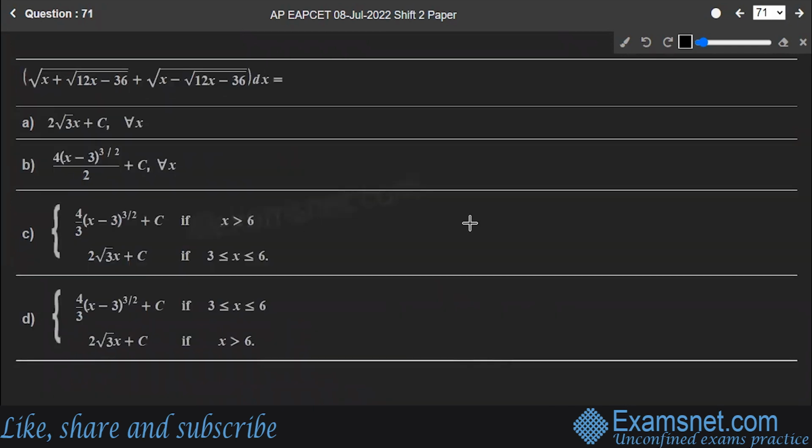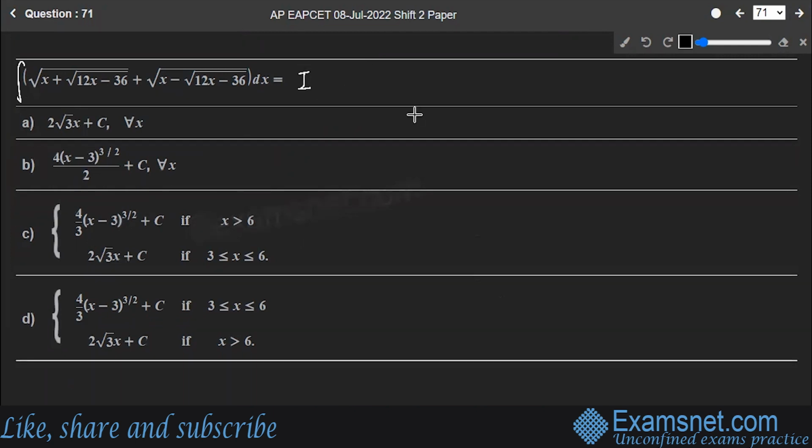Next is question number 71. You have to find out this whole expression dx is equal to what? So that means you have to find out the integral of this function. So let this one be I.